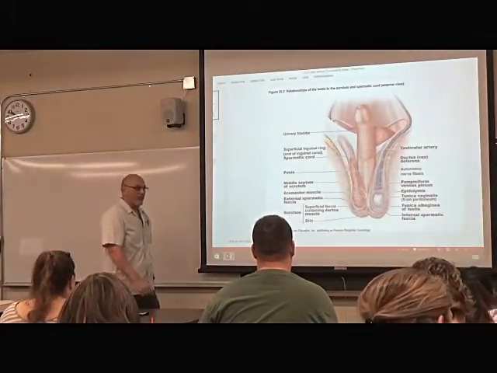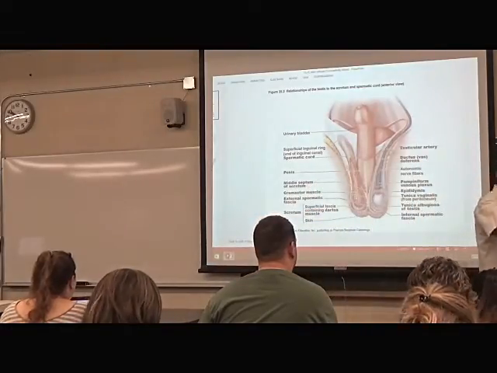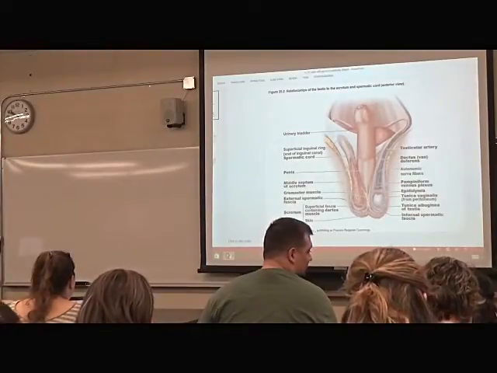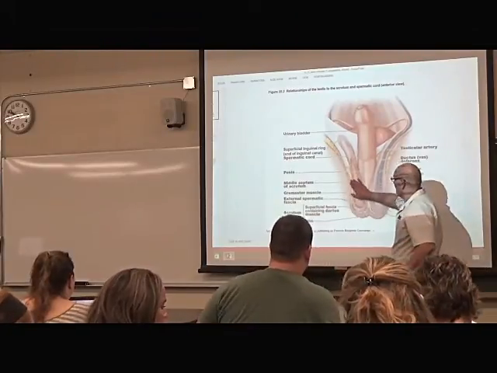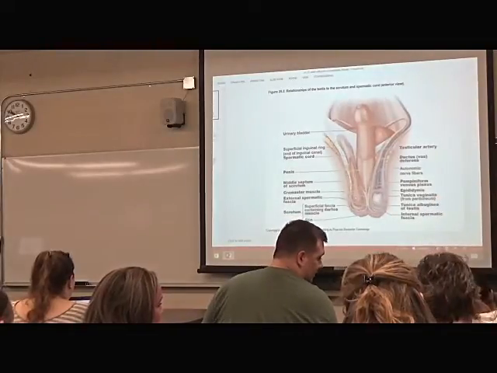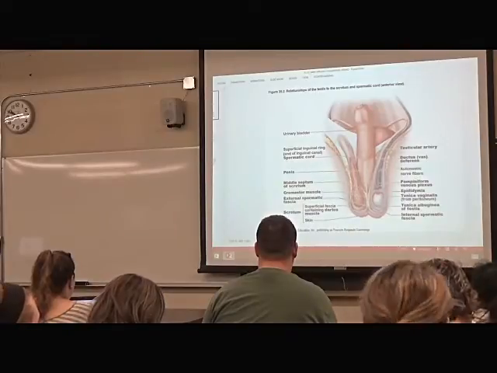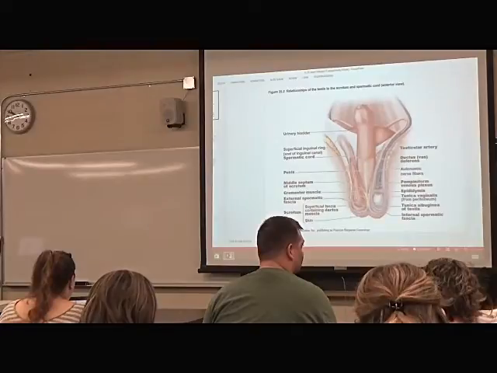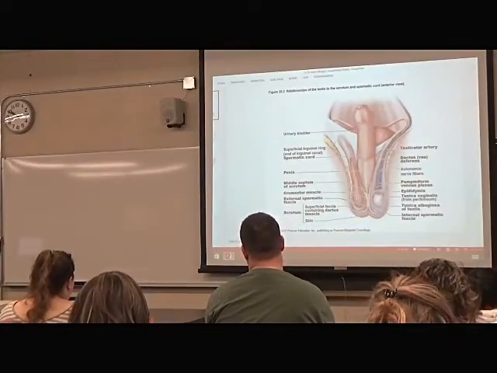Muscle is formed by the internal oblique. As the testes come down, they take the internal oblique muscle with them down into the scrotal sac. That is known as the cremaster muscle. The function of the cremaster muscle is to elevate or lower the testes, to keep them 2 to 3 degrees cooler than body temperature so sperm doesn't die.